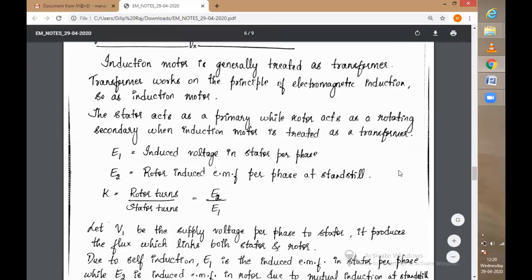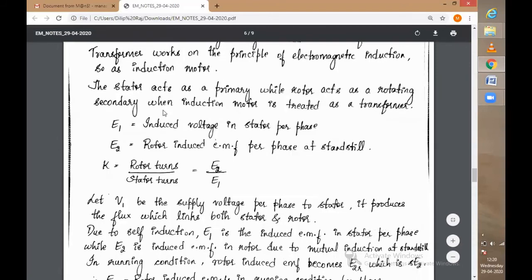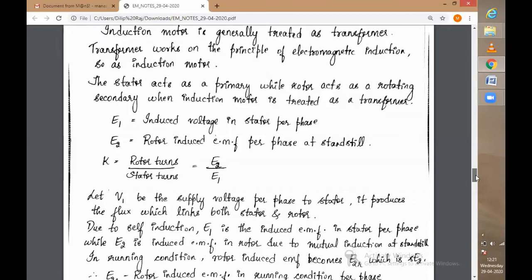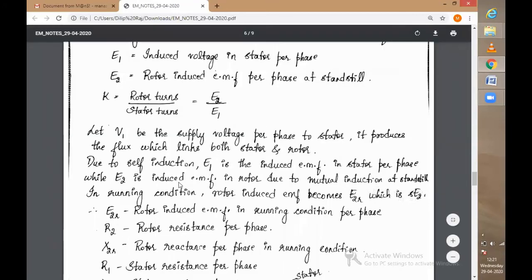Before we go to the equivalent circuit, we have to declare some of the parameters which we will be using for representation. E1 is the EMF induced in the stator, all being per phase values, whereas E2 is the rotor induced EMF. Now let the supply voltage be V1, which is applied to the stator. This produces a flux which will link both stator and rotor. So this flux will induce EMF in the stator, which is called self-induced EMF, let us represent it as E1. And the same flux will induce EMF in the rotor, which is called mutually induced EMF and represented as E2, all being per phase values.